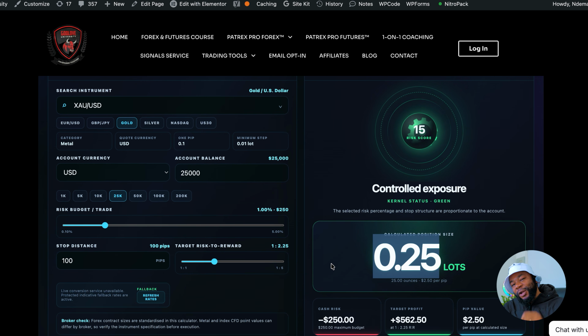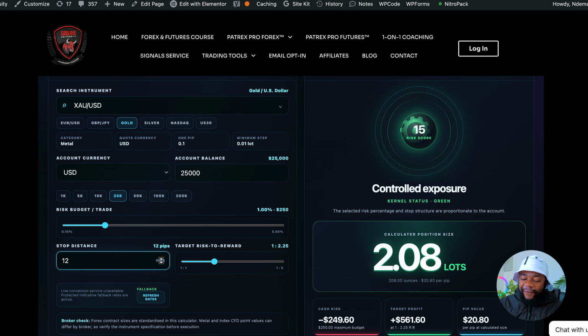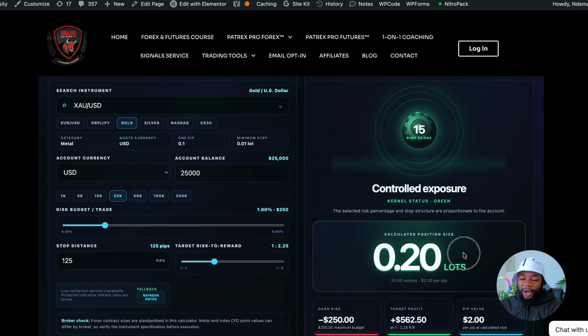what? 0.25. What if you change your mind, you want to maybe risk 125 pips on that particular trade? It means the lot size is what? 0.2 lot size. And you can see our risk score is 15%.